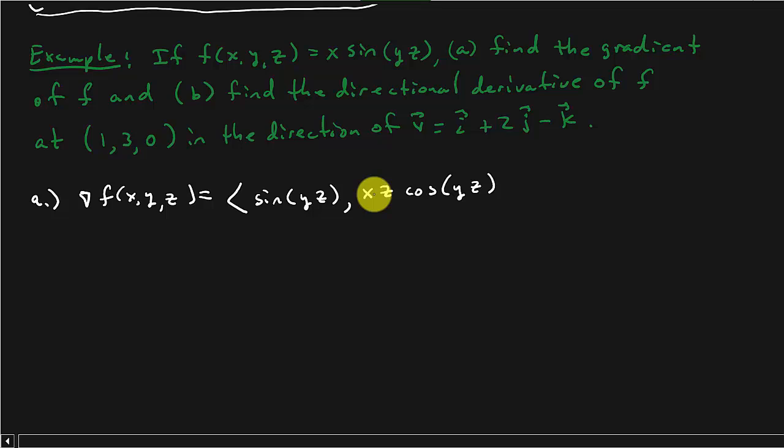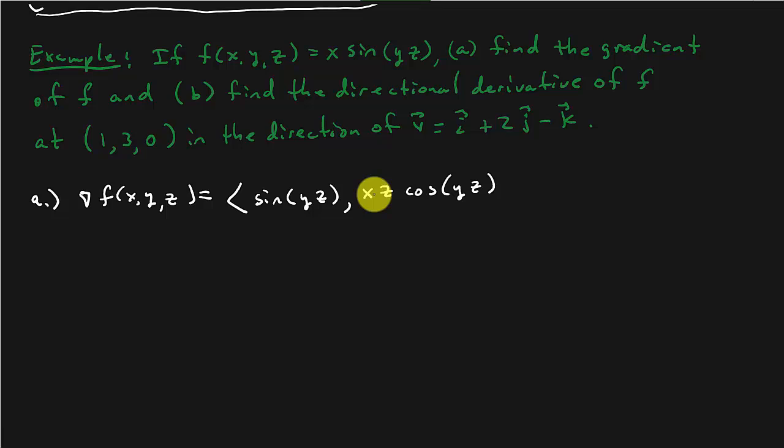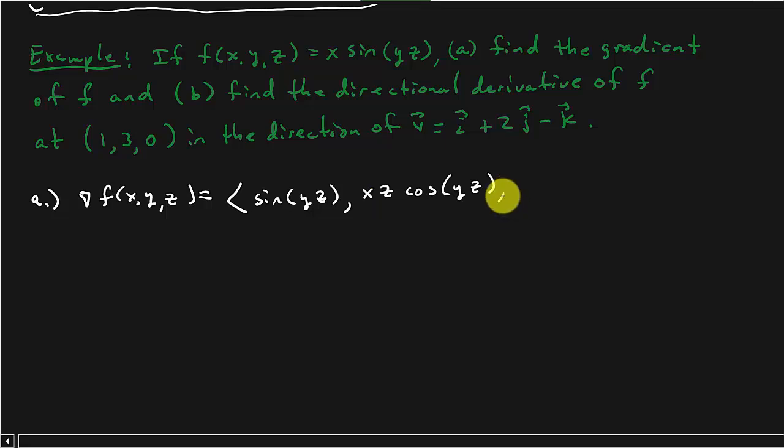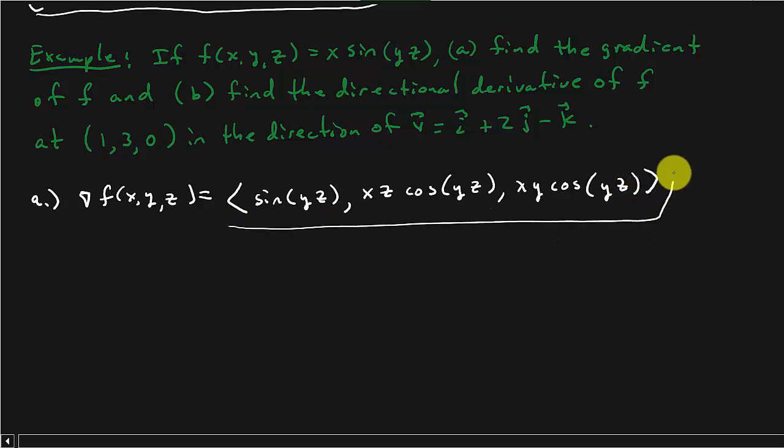All right. That's a big thing here. You've got to know how to do these partial derivatives. All right. And then the partial of f with respect to z. So that's just going to be xy times cosine yz. All right. And there's your gradient. Okay, find the gradient of f.